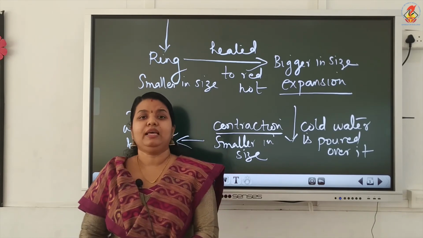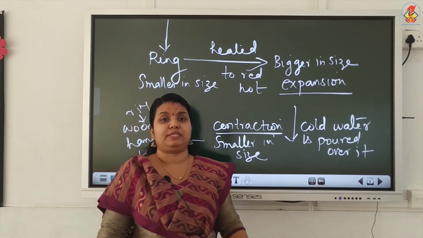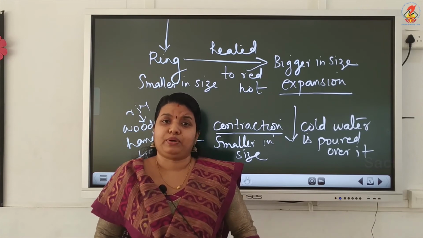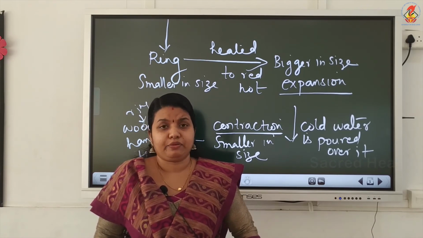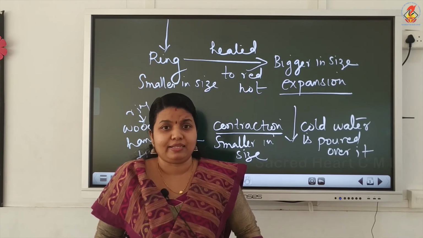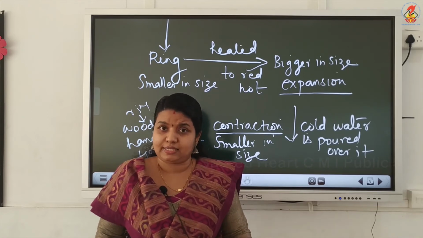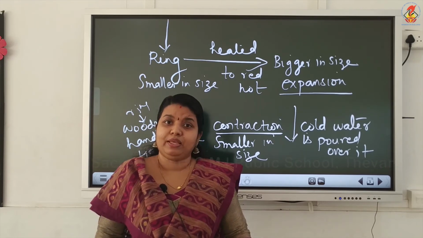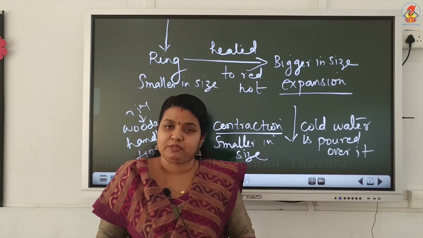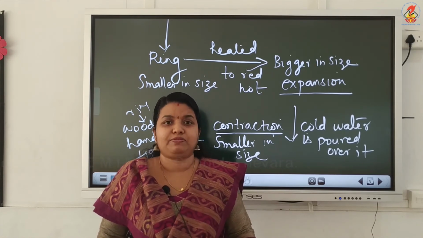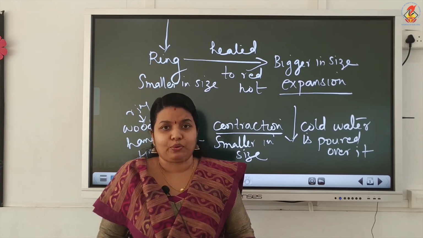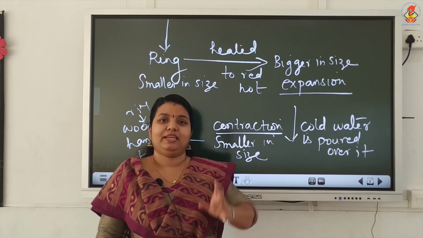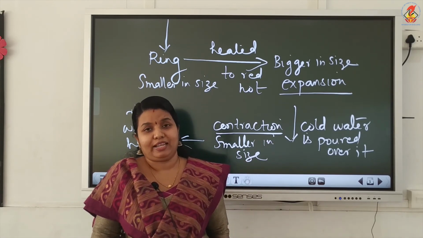It is an important question. How is the iron blade of tools fixed to the wooden handle? The iron blade of tools has a ring in which the wooden handle is fixed. Normally it is smaller in size than the wooden handle. So it is heated to red hot, very high temperature. Then it undergoes expansion, or it becomes bigger in size. Then the wooden handle is fixed into it. Then cold water is poured over it. Then it undergoes contraction, or it becomes smaller in size. Then it fits tightly onto the wooden handle.